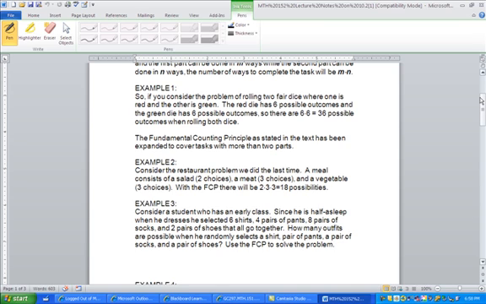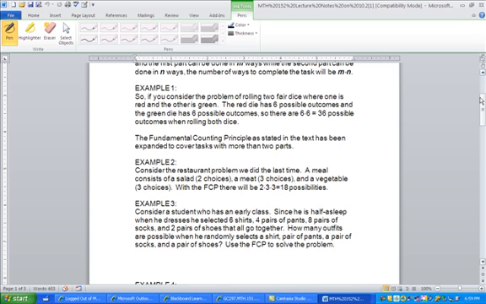It says, if you consider the problem of rolling 2 fair dice where one is red and the other is green, the red die has 6 possible outcomes and the green die also has 6 possible outcomes. So when we look at the two-part task of rolling both dice together, there are 6 times 6 or 36 possible outcomes. As you can see, that's a lot faster than drawing the table we did in section 10.1. As I mentioned, the fundamental counting principle as stated in the text has been expanded to cover tasks with more than 2 parts.